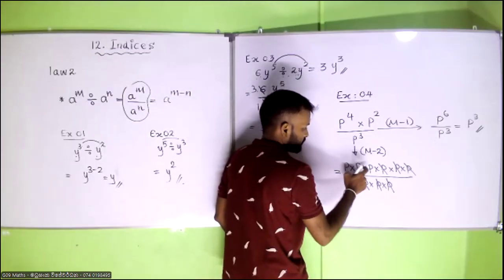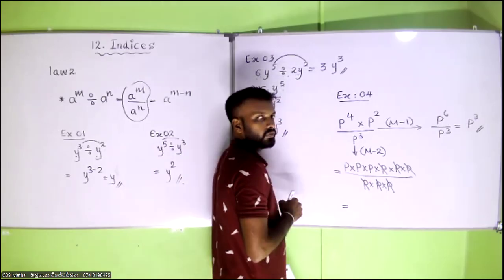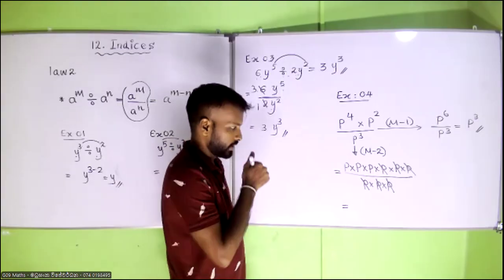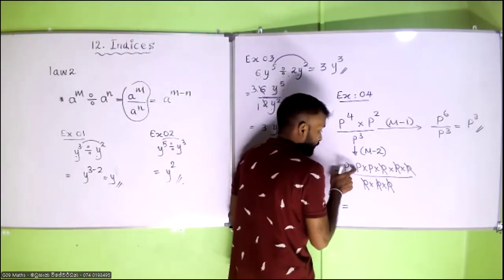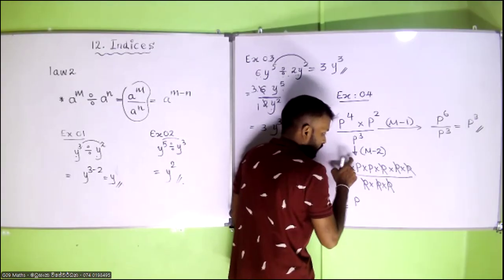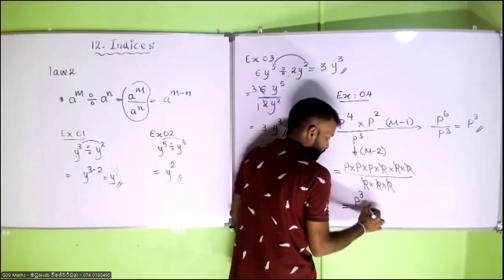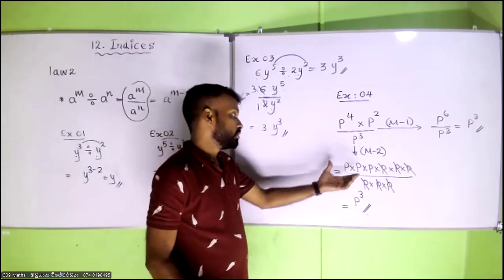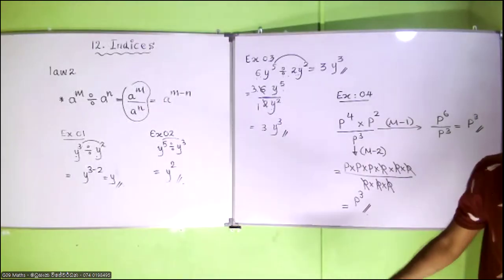What is the final answer for this? First law. P to the power 3. P to the power 1, p to the power 1, p to the power 1. Same base: 1 plus 1 plus 1, 3. P to the power 3. And it is up to you to decide whether you are using this one or this one. Could you please write here?